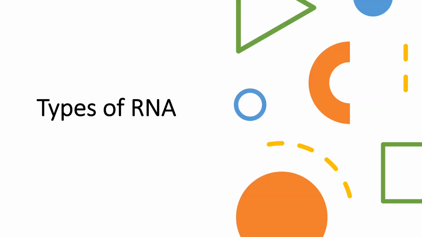Now let us talk about the types of RNA. Different types of RNA exist in the cell. We have messenger RNA, ribosomal RNA, and transfer RNA. The importance of each type will be tackled in the succeeding slides.